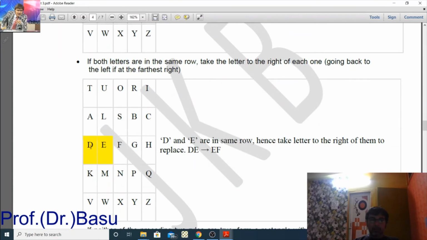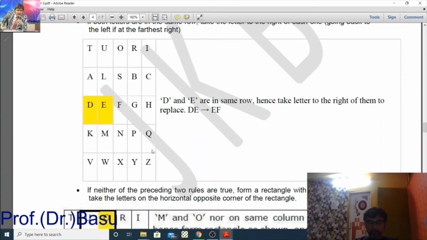If both letters are in the same row, we apply the same rule: D will be replaced by E, and E will be replaced by F. So we get the encrypted pair for DE in this way. And for the last one, it will come here. This wrapping around will happen.